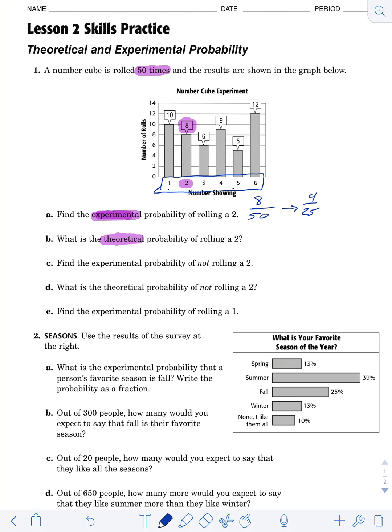Well, you know that there's only one 2 on the die. So that's my numerator, 1. There's only one way to land on a 2 on a die. Now my denominator is how many options are on that die. Well, if it's a regular 6-sided die, it's 6. So it would be 1/6.